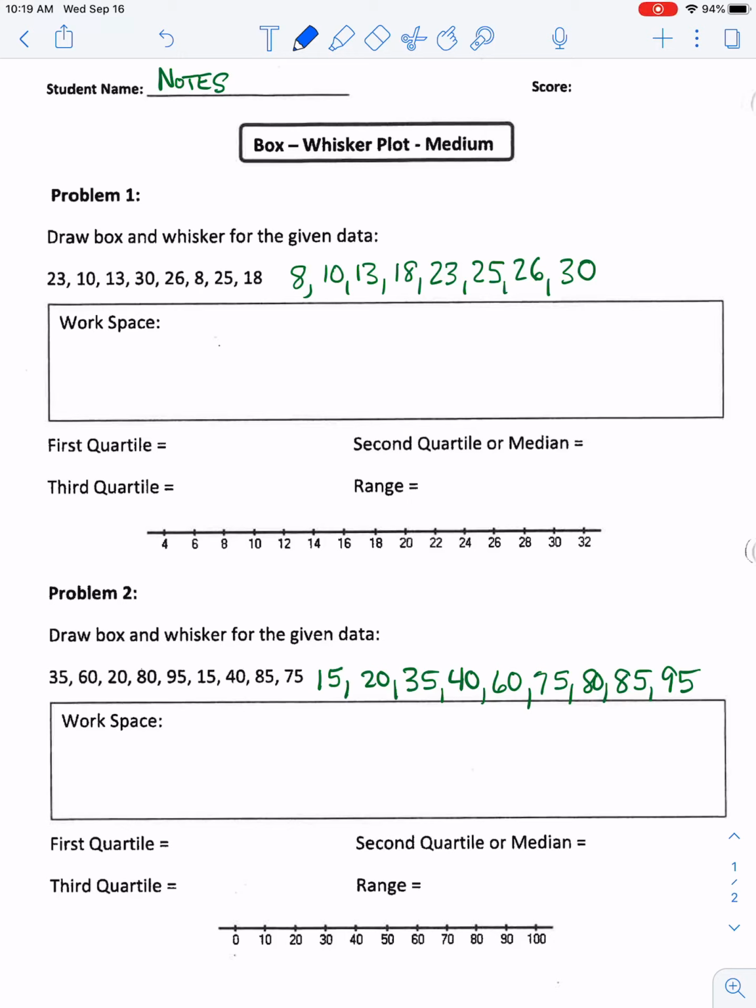In this video, I'd like to go over with you how to create a box and whisker plot, or in our world, we'll just call this a box plot. Okay, so I have two examples to talk to you about.